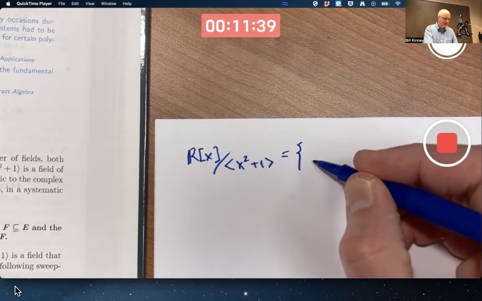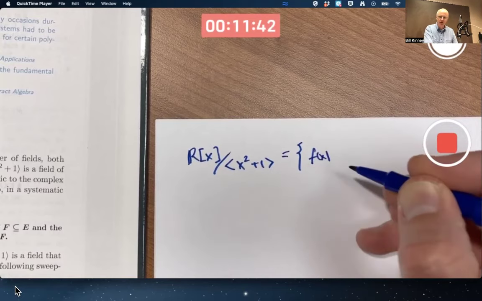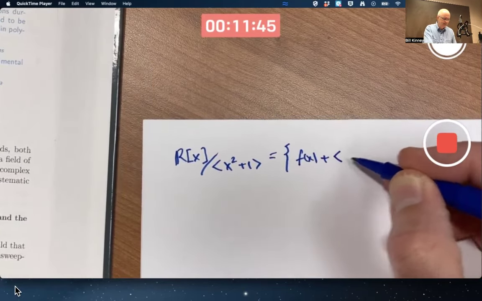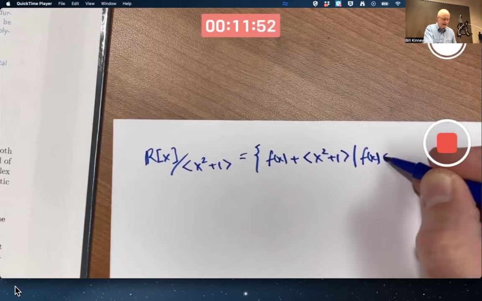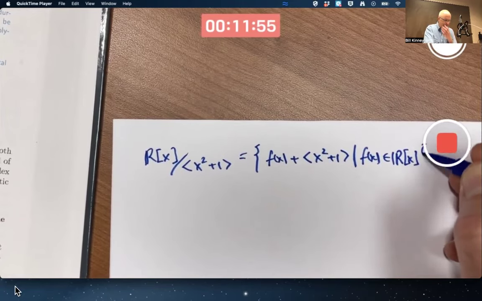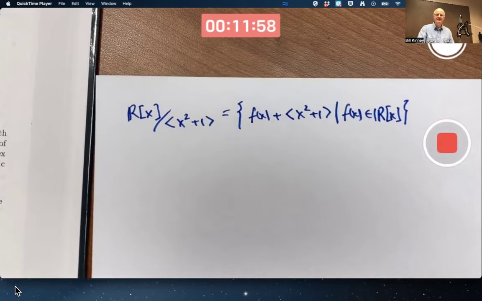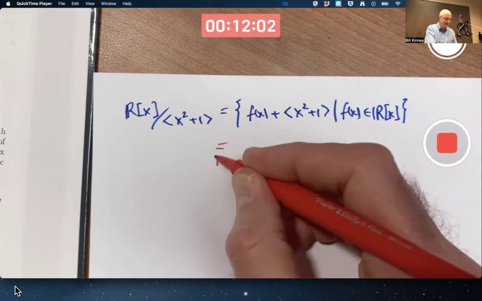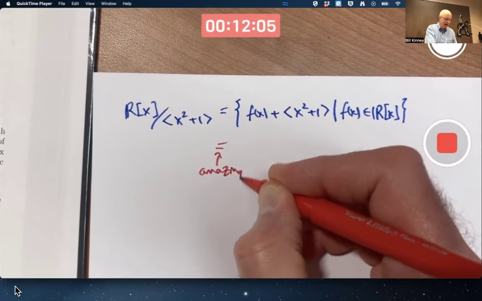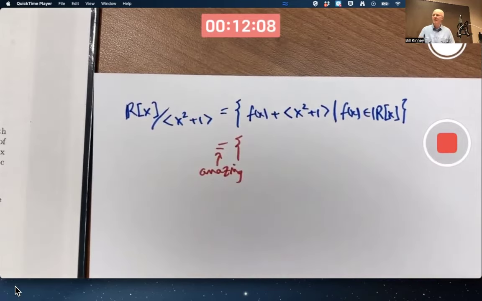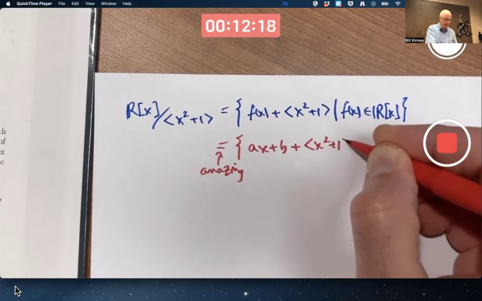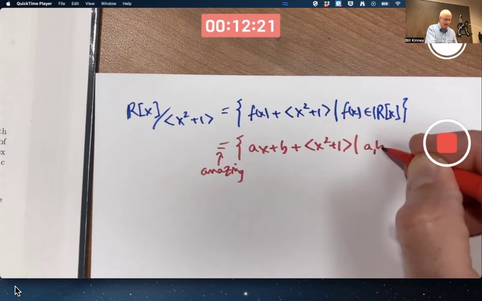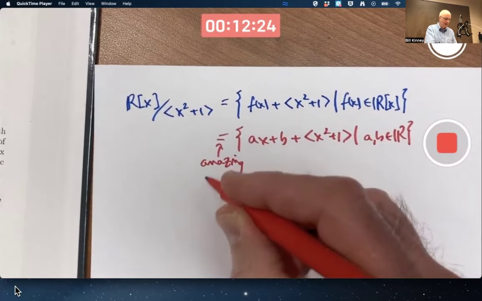Technically, you could write in the abstract, they are all cosets of the form f of x plus the ideal, where f of x varies over Rx. But we have seen, somewhat amazingly, that we can actually simplify the coset representatives to being just linear polynomials, ax plus b plus the ideal. Of course, the question is why? Why can we do that?